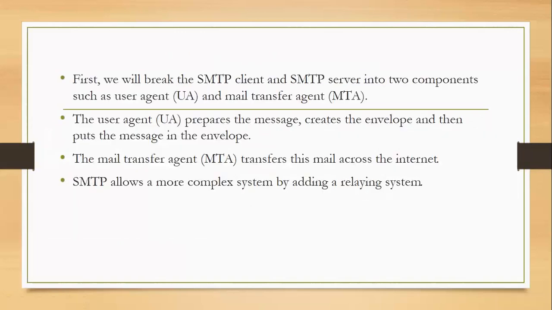The user agent prepares the message, creates the envelope, and then puts the message in the envelope. It means it creates the data we want to send to the server end. The MTA transfers this mail across the network, across the internet. Now, SMTP allows a more complex system by adding a relaying system.